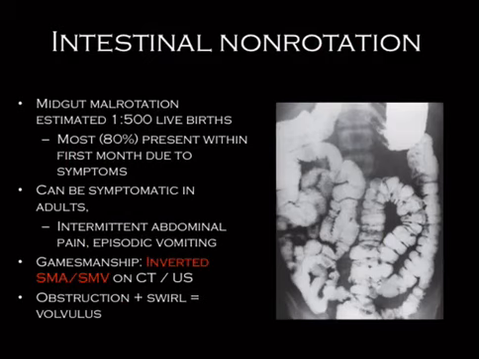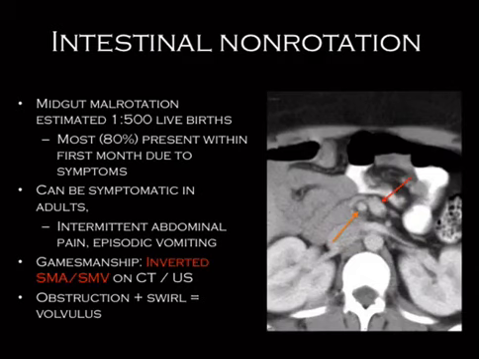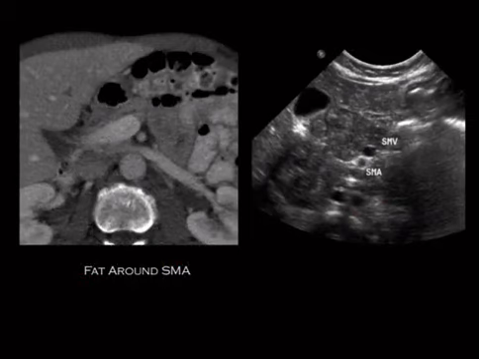The other gamesmanship thing is to show the inversion of the SMA and SMV, where normally the artery is on the same side as the other artery, the aorta, and the vein is on the same side as the other vein, which is the IVC. When they have them switched like that, that is a way of showing that this person is malrotated without actually showing you the bowel. And that can be done with CT or it can be done with ultrasound.